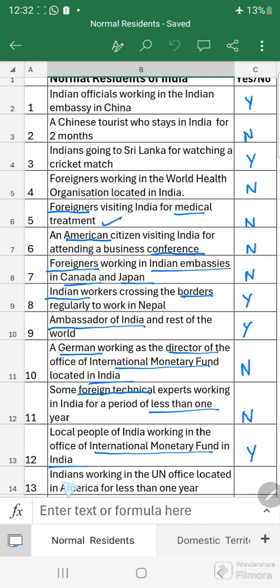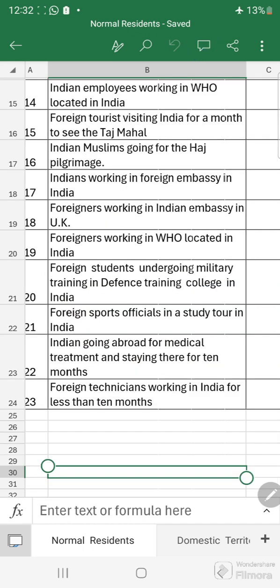The 13th one is Indians working in UN office located in America for less than 1 year. So everything was okay, but here it is less than 1 year. So these Indians will be considered as normal residents of India.